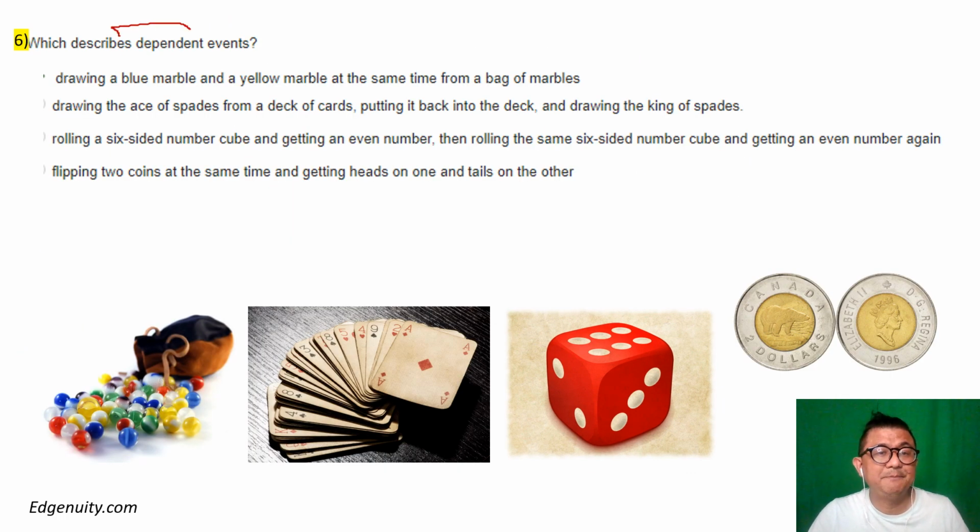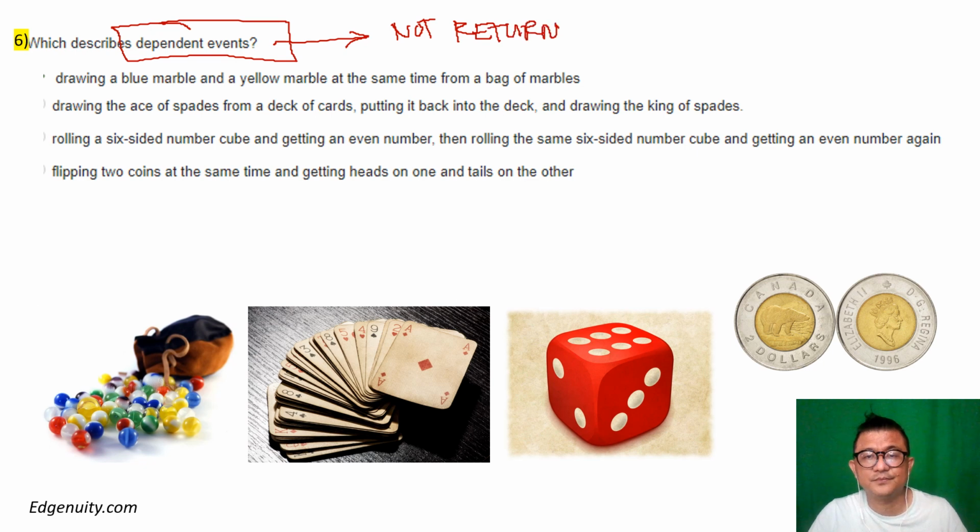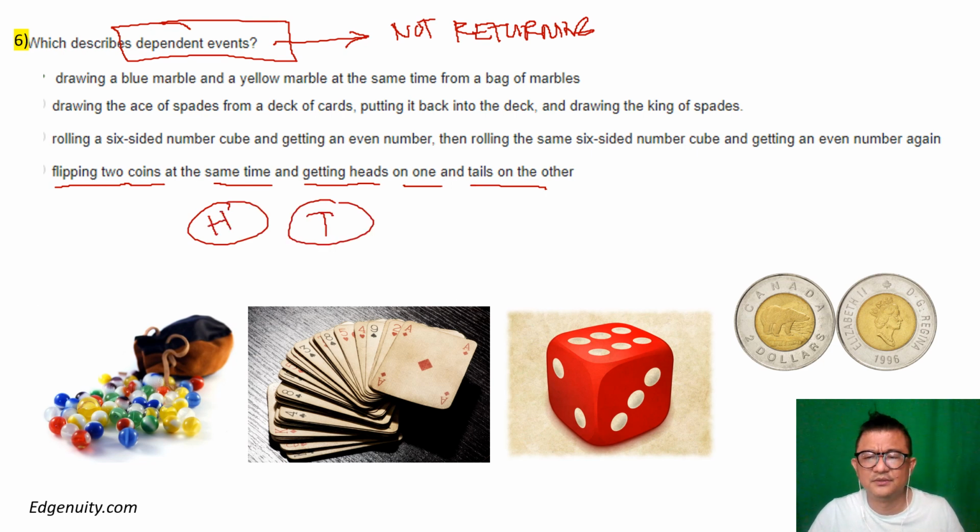Which describes dependent? Remember, dependent, taking and not returning. Okay, let's start from below. Flipping two coins at the same time and getting heads on one and tails on the other. When you get the heads, it doesn't affect the second one. The second one could also be a head or a tail.